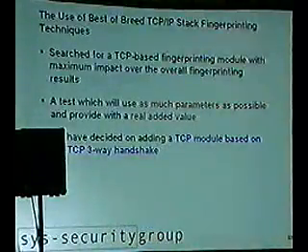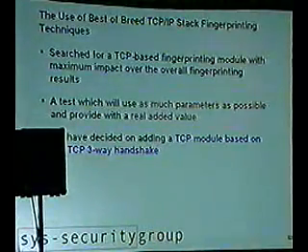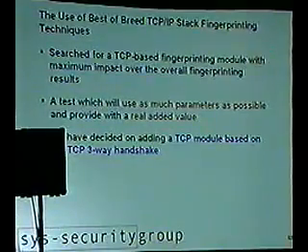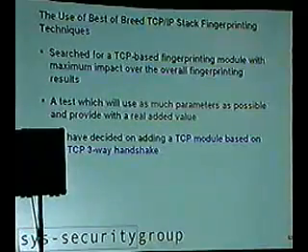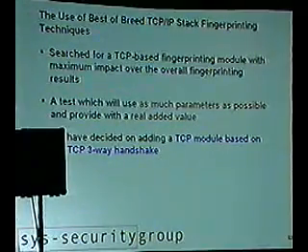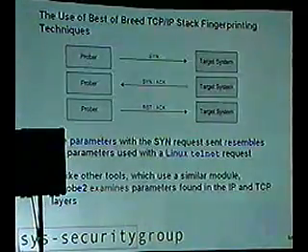One of the other enhancements we introduced is a TCP-based fingerprinting module. Again, we didn't reinvent the wheel here, but we do several things differently. We decided, after looking at several TCP-based modules, to use a TCP module based on the TCP three-way handshake. You all know the process. You all know what is expected to be sent back.